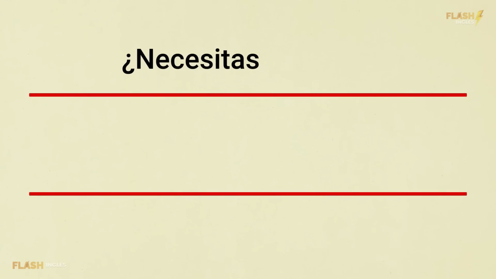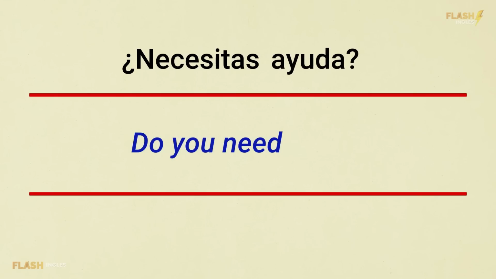¿Cómo crear frases y preguntas? ¿Necesitas? En inglés es. Do you need? Y después de eso, vamos a agregar palabras para terminar la frase. Por ejemplo, ¿necesitas ayuda? Do you need help? Esta palabra es la que vamos a estar cambiando para hacer más frases. Por ejemplo, ¿necesitas dinero? ¿Necesitas comida? Do you need money? Do you need food?